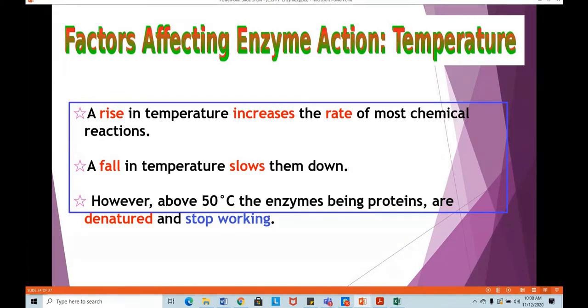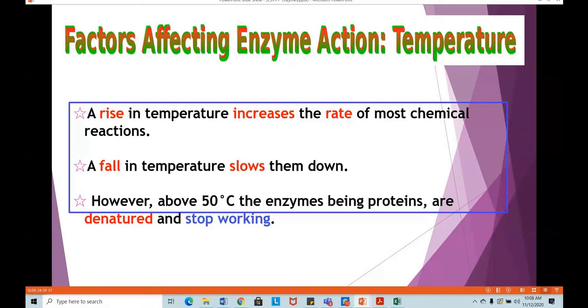Because if the temperature is above 50 degrees, it is too high for the enzymes. What happens to the enzymes? They get denatured, meaning their shape changes and they stop working. So we can say the optimum temperature for the enzymes to work is somewhere between 10 degrees centigrade and 50 degrees centigrade. Neither very low nor very high. It has to be the exact temperature, which is known as the best or the optimum temperature for the enzymes to work.